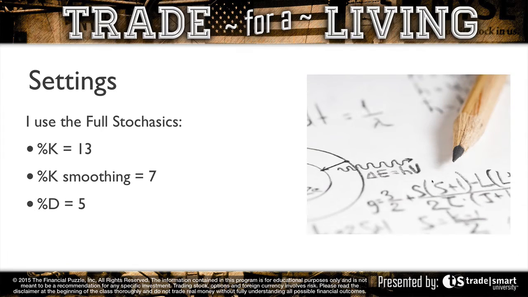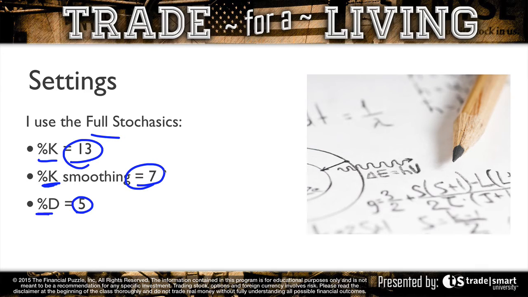Now let's talk about the settings really fast here. I use a full stochastics. Whenever you set this up, you're going to find a fast and a slow stochastics. I use the full stochastics, and for the %K line, I use a setting of 13. Now, if you want to work with a 14 setting, that's fine. A lot of people use 14. I use a setting of 13. And then for the %D line, I use a setting of 5. So 13 and 5, that's the %K and the %D. And then %K is going to have a smoothing period of 7. That's kind of like an average of the %K line.